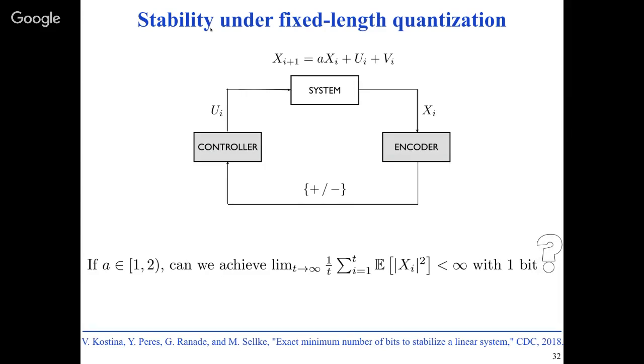But what's interesting about this whole area of fixed length quantization, of fixed length tracking of dynamical systems, is that there are so many open problems. Even the stability question, so here we didn't even ask what the rate-cost trade-off is. We only asked, can we achieve any bounded cost? Even that question was not fully understood before.